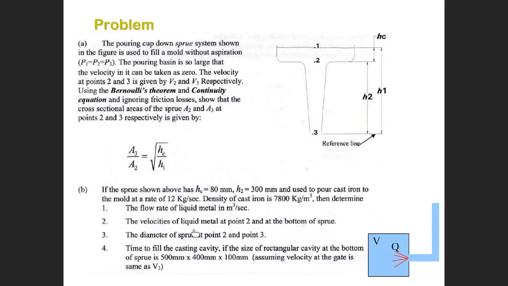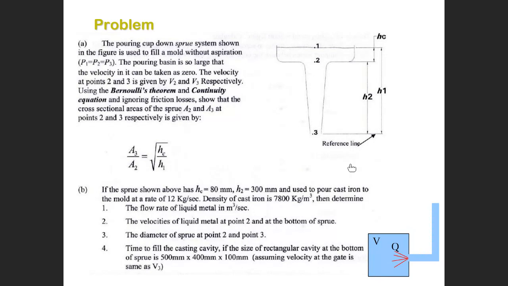Second question, velocity of liquid metal at point 2. Where is the point 2? You need the velocity at point 2. You know the head, then directly you can obtain this one. And the bottom of the spiral, meaning V3 also, you can obtain by the head. So V2 and V3 can directly be obtained by the head.